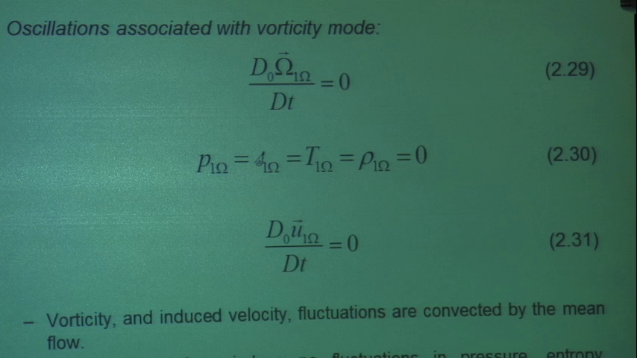All right, this is where the linearization comes in. Now, obviously, in any real flow the pressure does change, but that's a second order effect. The amplitude of the pressure fluctuation is quadratically proportional to the amplitude of the vorticity perturbation, so it's not picked up by a linear analysis. What does this say? S1 omega is 0.